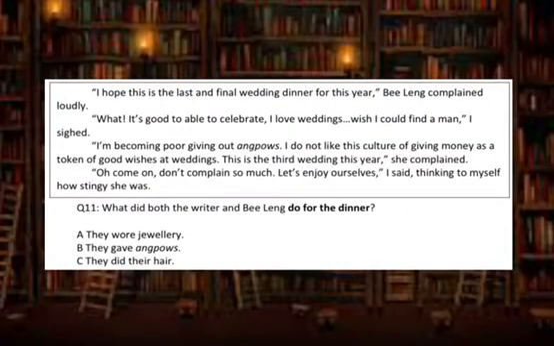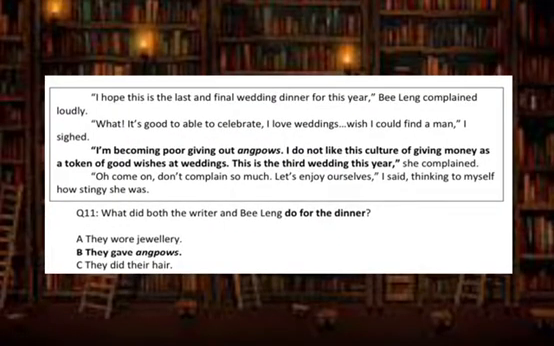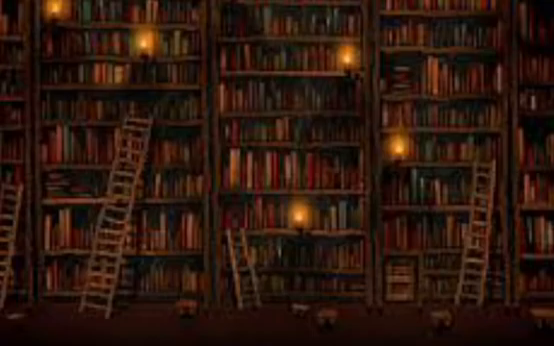Question 11. What did both the writer and Bee Lang do for the dinner? For this question, the keyword is what did they do for the dinner? Look at the extract and focus on the line, "I'm becoming poor giving out angpaos. I do not like this culture of giving money as a token of good wishes at weddings. This is the 3rd wedding this year," she complained. From the line, we get a clear idea that both of them gave angpaos for the dinner. Therefore, the answer for question 11 is B. They gave angpaos.